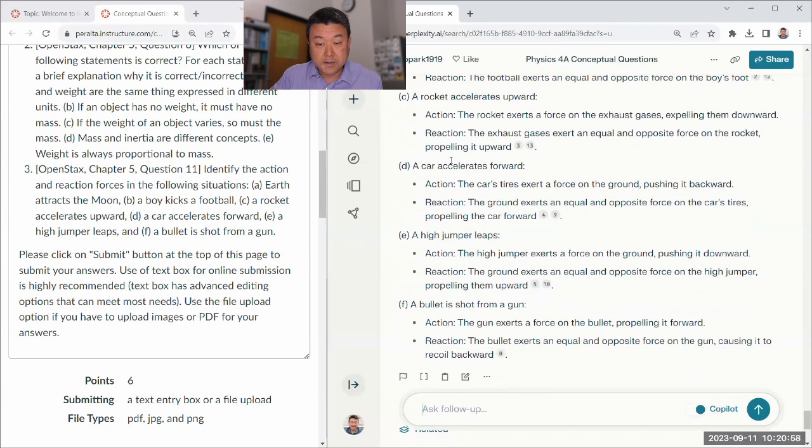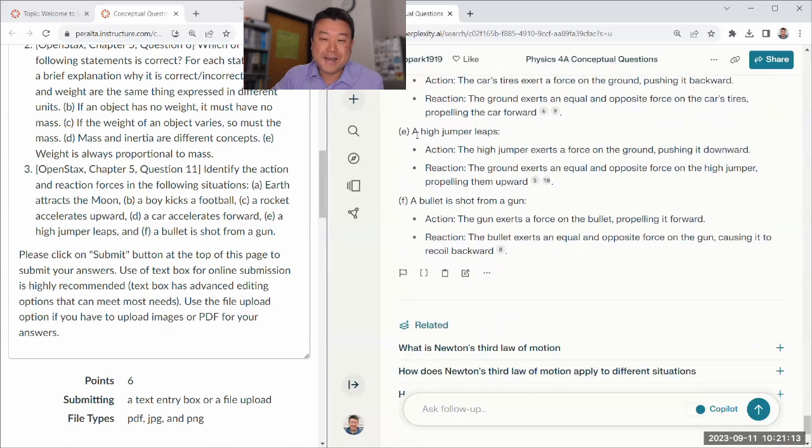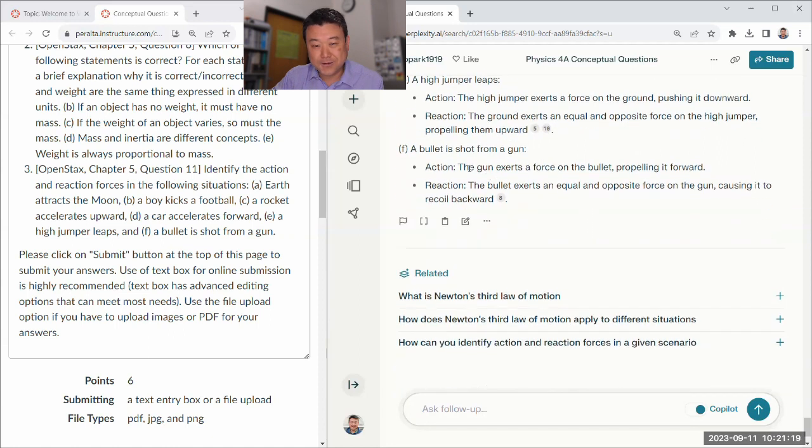It's okay. A car accelerates forward, right? There, you should be describing the force between tire and the ground. So tire exerts force on the ground, pushing the ground backward. The ground exerts a force on the tire, propelling it forward. Yeah, that's correct. High jumper jumps. Jumper exerts a force on the ground, pushing it downward. Ground exerts an upward force, yeah, that's correct. A bullet is shot from the gun.